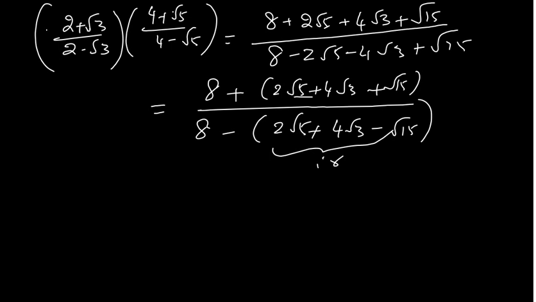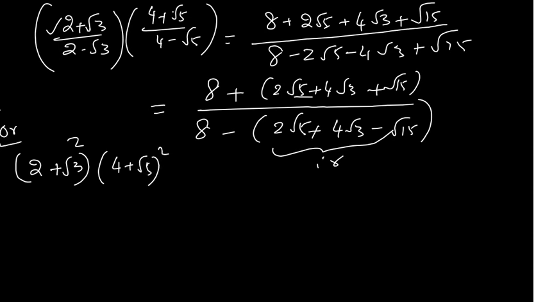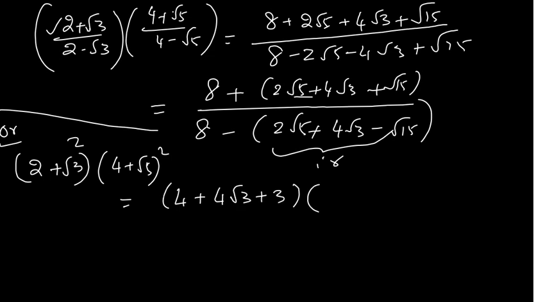Let's suppose I do the other method. I rationalize. I get (2 plus root 3) whole square, and for this I get (4 plus root 5) whole square. I'm skipping a step. So this is one method, this is the other method. When I square this, I get 4 plus 4 root 3 plus 3, multiplied by 16 plus 5 plus 8 root 5.